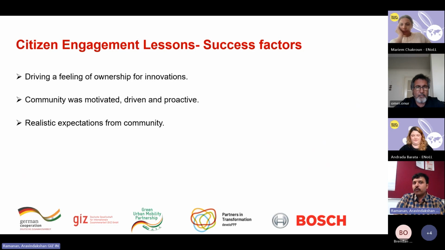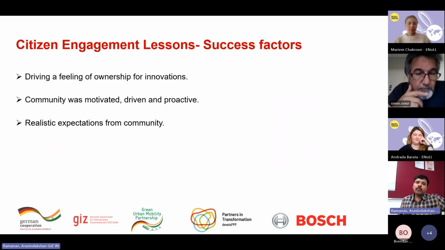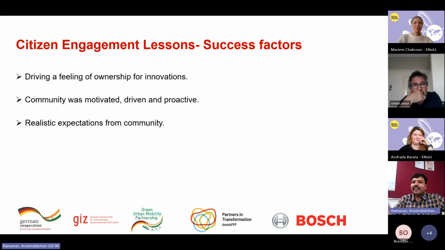The last point is that the community had realistic expectations. They knew how much time it takes for mobility problems to be solved in India. They didn't think that because this Living Lab is coming, everything would be solved by tomorrow. They didn't have unrealistic expectations, so they were patient with us. They were patient, and they are still patient with us. And we are doing these innovations in an iterative manner.